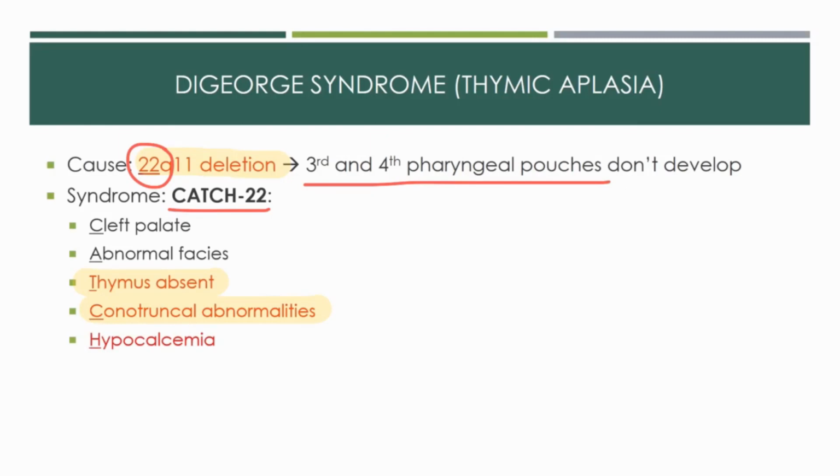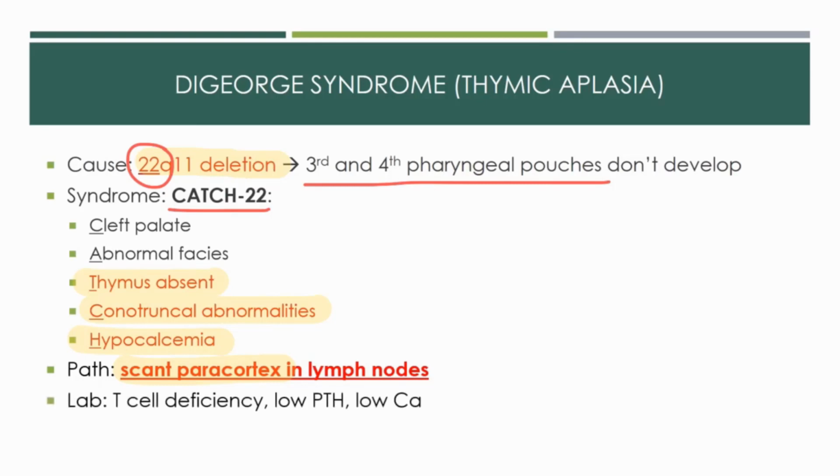And lastly, the patient will have hypocalcemia because of parathyroid aplasia and the inability to regulate calcium. The passage may say something about tetany, perioral tingling, or something like that. Another pathologic finding is that in lymph nodes you will not see much paracortex, which is where T cells are found. Examiners like testing this point because they want you to realize that if there are no mature T cells, any place where T cells are found will be underdeveloped.